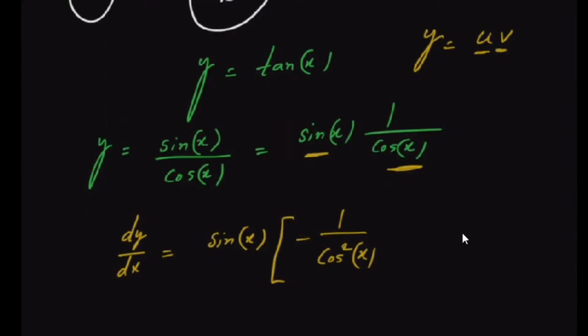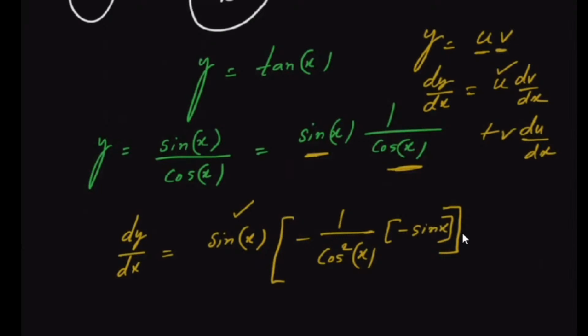Okay. So what was dy by dx here? It was u into dv by dx, plus v into du by dx, correct? So here I have already written u, which was sin x, and what was dv by dx? It was the derivative of 1 by cos x. So what was the derivative of 1 by cos x?